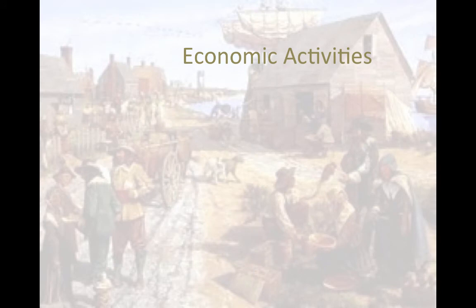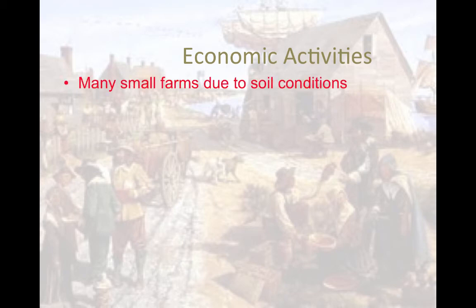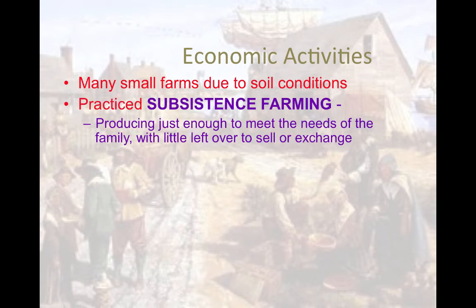Now, the economic activities within the colonies, the New England colonies, were very similar. First of all, there were many small farms. The soil and the growing season, the climate, just did not provide for large plantations like we would see in the South. Most instead had to practice subsistence farming, key term. Subsistence farming means that the family produces just enough to survive, and there's very little to sell or trade. They get by on what they produce.